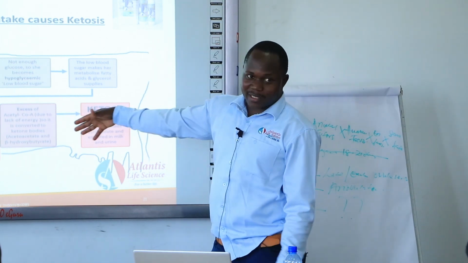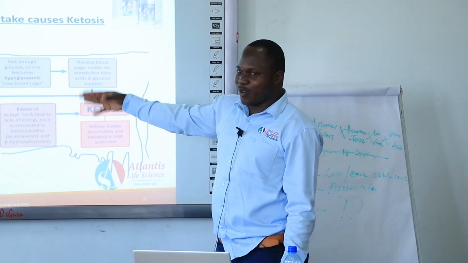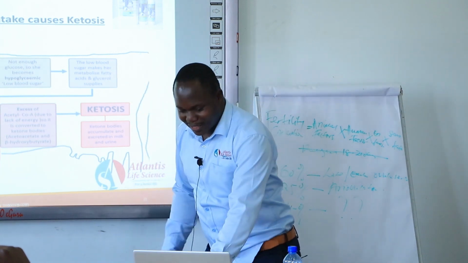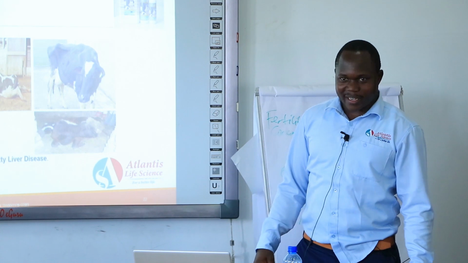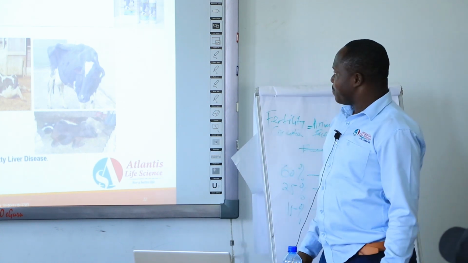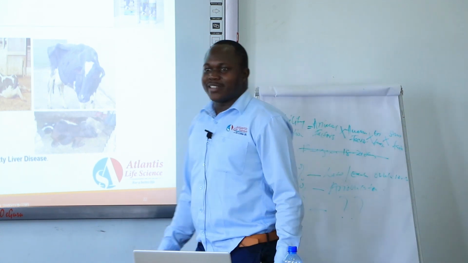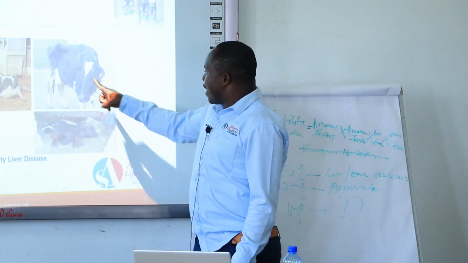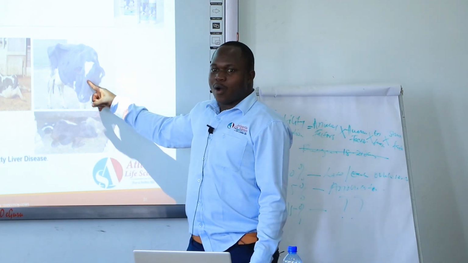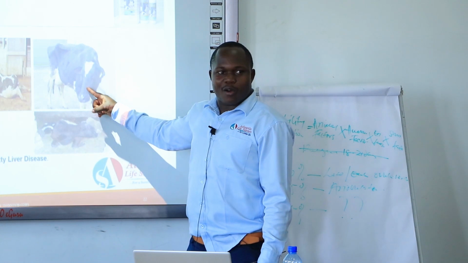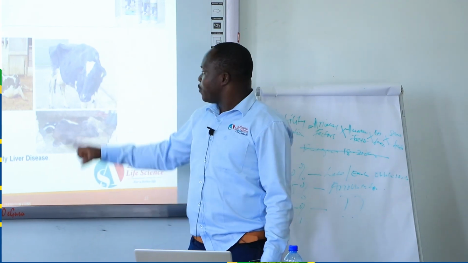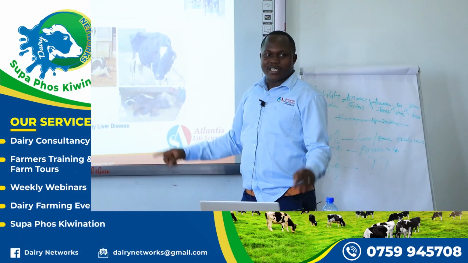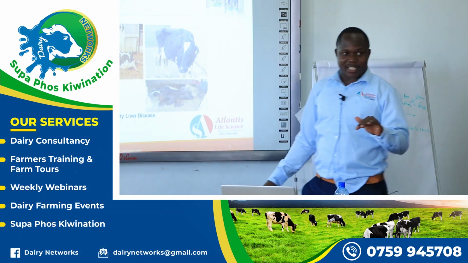This is some deep science. I don't think I need to tell you all this. This deep science, that's how it happens. And then now, this is how the animals will appear. In your farm, when you see an animal that is just freshly calved appearing like this, it is a culprit, typical of ketosis. Are we together? The animal will appear like this. This is how it will be presenting.